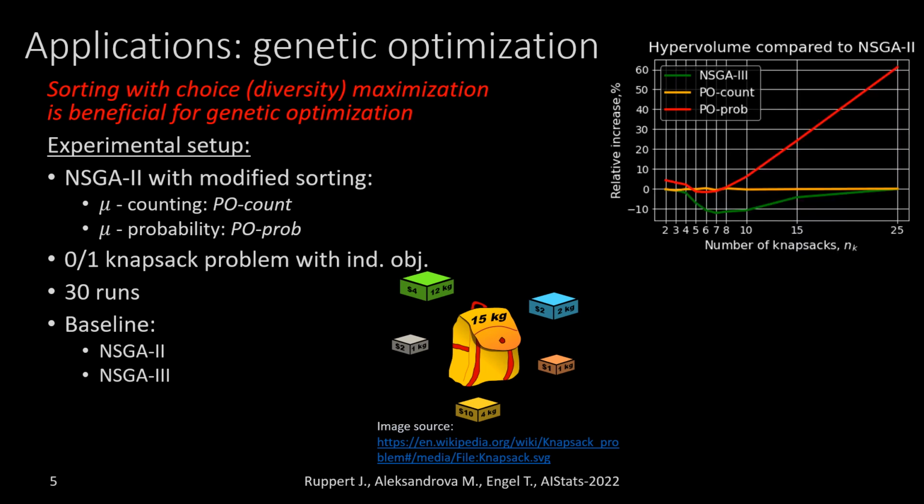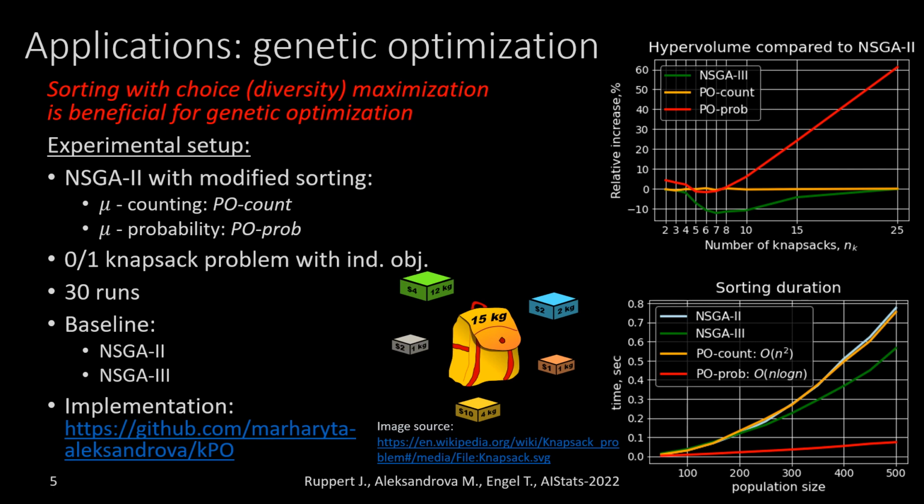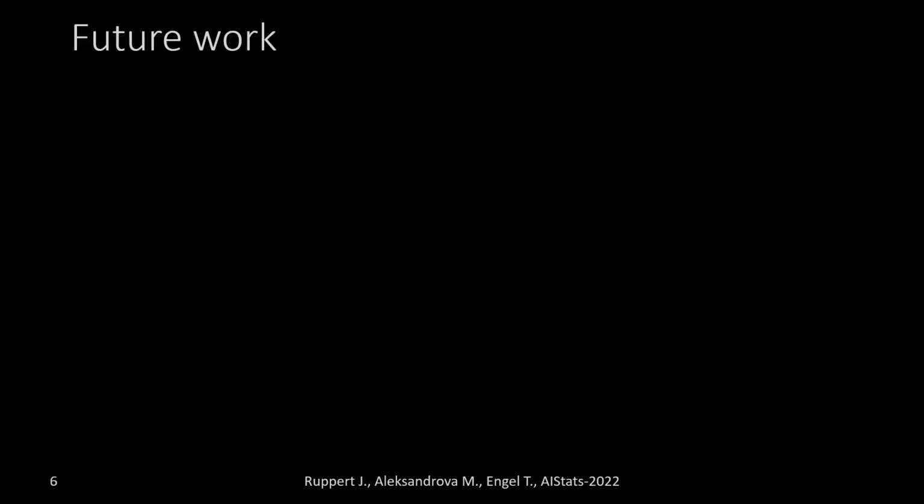Our results demonstrate that the proposed method with probability measure allows increasing the value of hypervolume by up to 60% as compared to NSGA2. Also, in the case of this measure, we can develop a computationally efficient version of the sorting procedure, which is considerably faster than other analyzed algorithms. Our code is also available online.